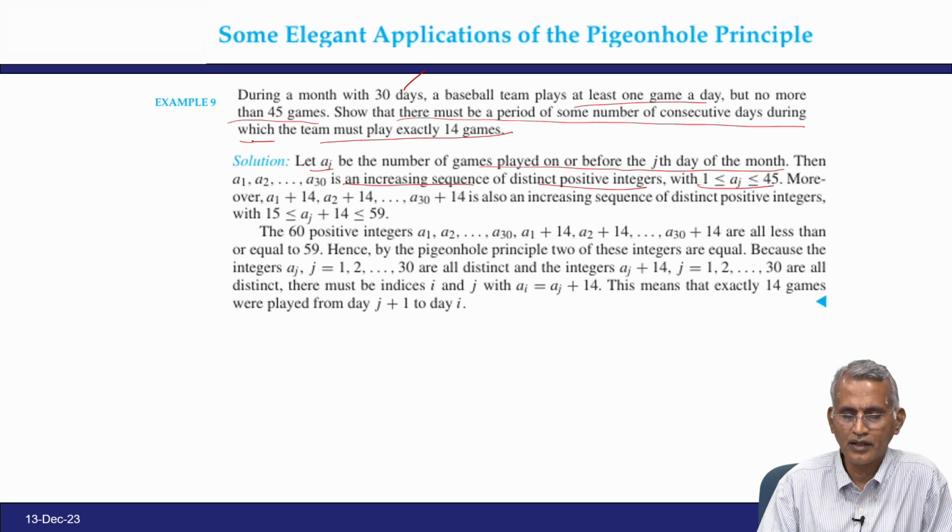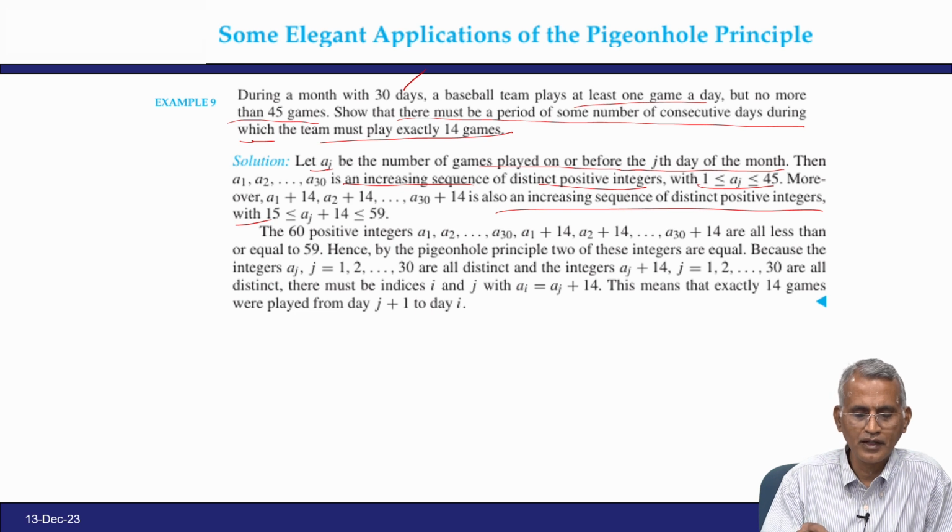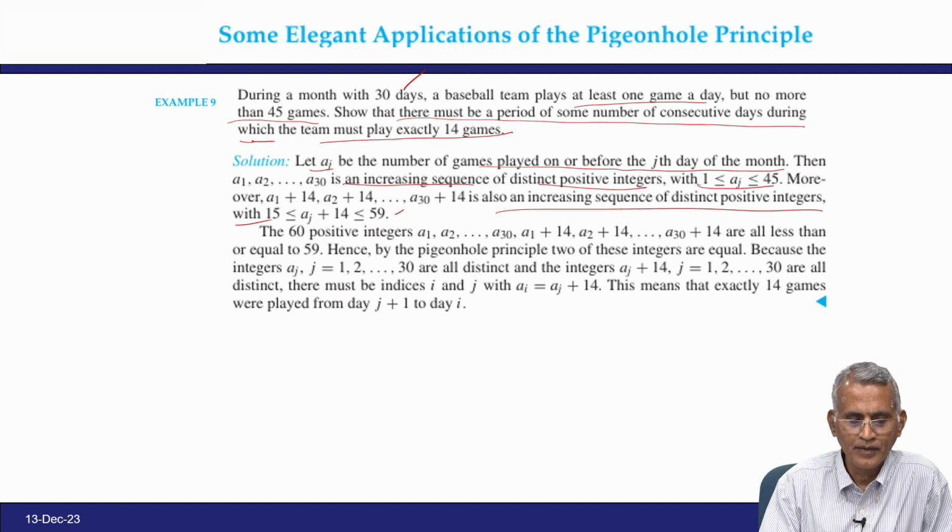up to A30 plus 14, which is also an increasing sequence of distinct positive integers, with 15 less than or equal to Aj plus 14 less than or equal to 59, because the 60 positive integers A1 to A30 and A1 plus 14 up to A30 plus 14 total 60. Therefore, these are all less than or equal to 59.